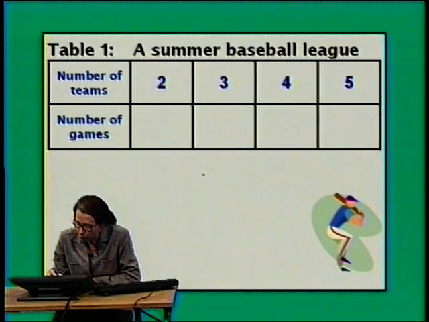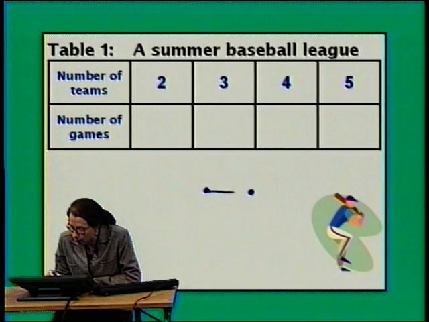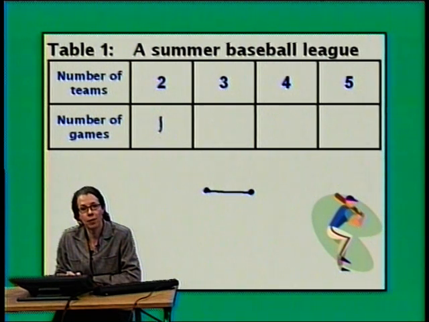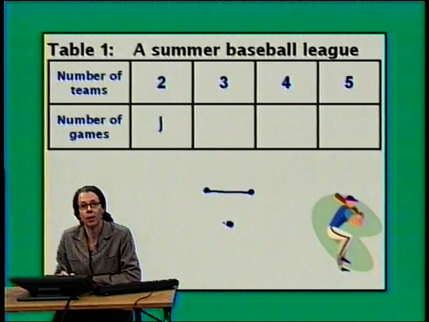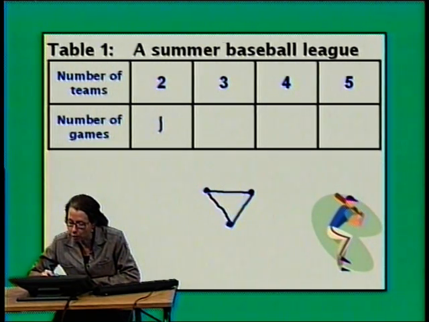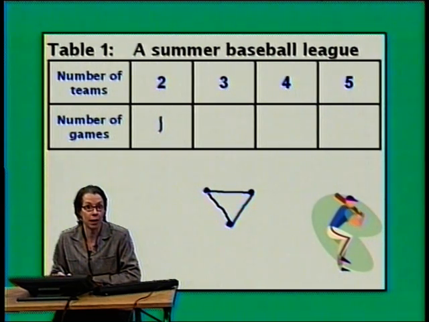Well, I'm going to draw a picture here because that will help us visualize this situation. There are two teams in the league. They're going to play one game. That's pretty easy. What if there are three teams in the league? Well, we're going to add a new team, and that new team has to play each of the prior teams that were in the league. Two more games are going to be played.